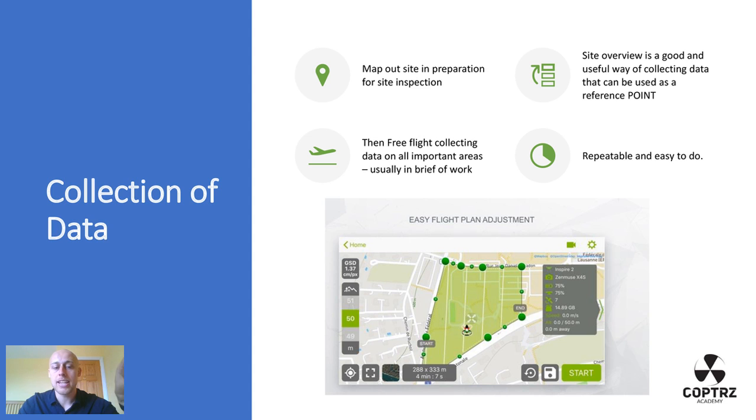Because you're taking these photos of the site, every photo is digitally stamped with a GPS coordinate and also an angle, so you can actually tell where the photos are being taken from and which direction they're being taken from. So when it comes to creating your report, this is a really key aspect. It's really easy to do.